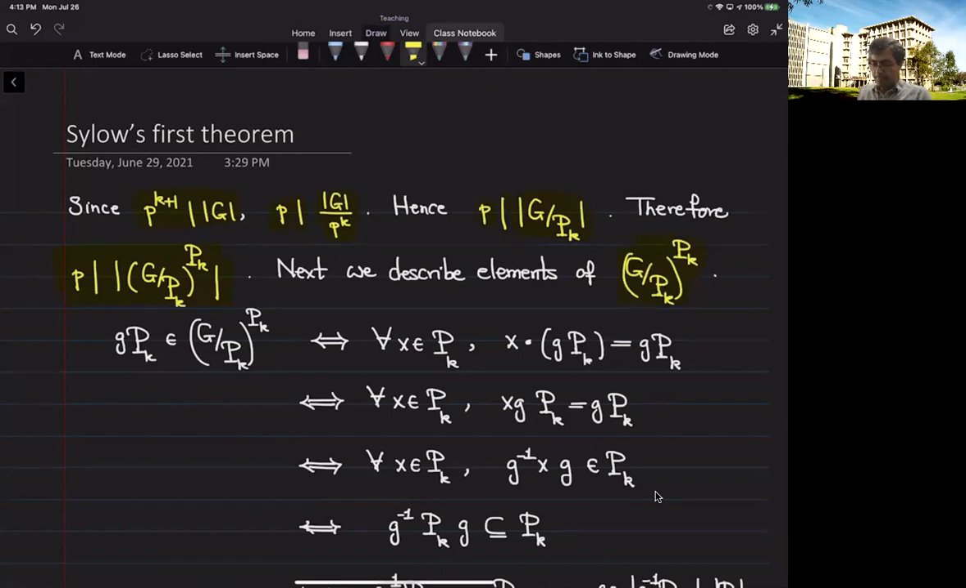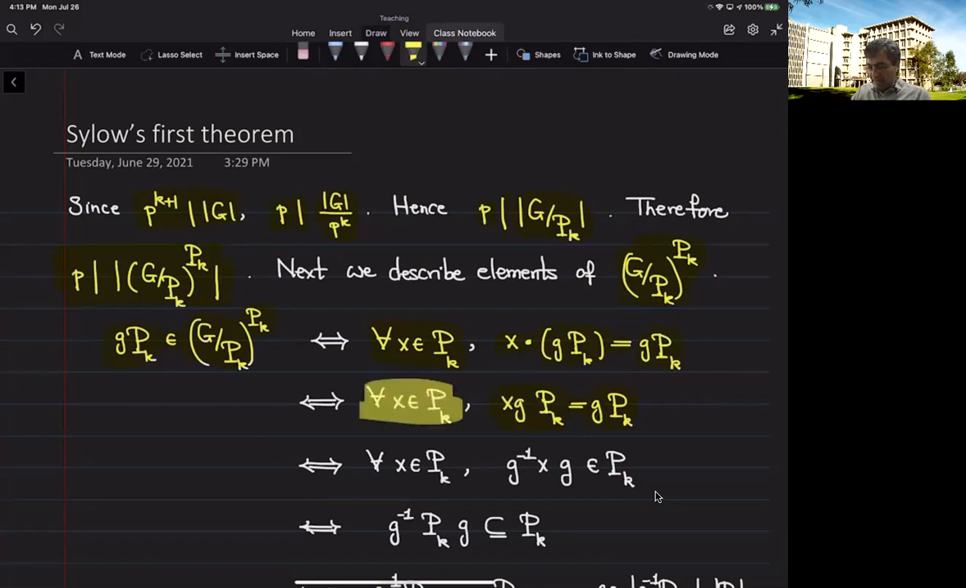Let's write it down. A point here means a coset. A coset is fixed by P sub k if and only if for every element x of P sub k, as I multiply it from the left by x, I don't move it. How can that be? That means this coset is supposed to be the same as this one. Two cosets are equal precisely when this one's inverse times the other belongs to the subgroup.